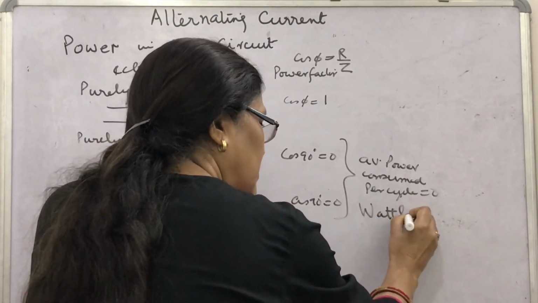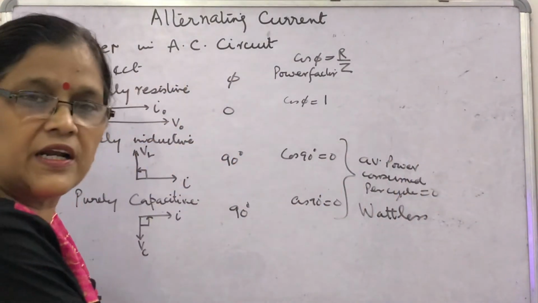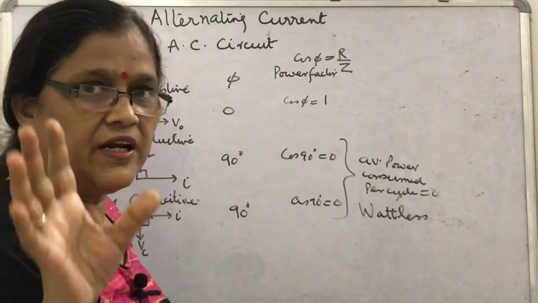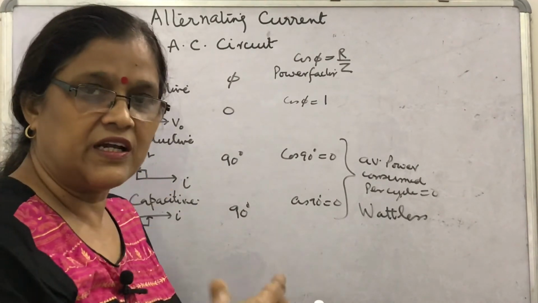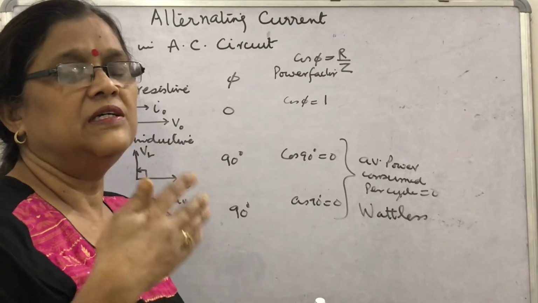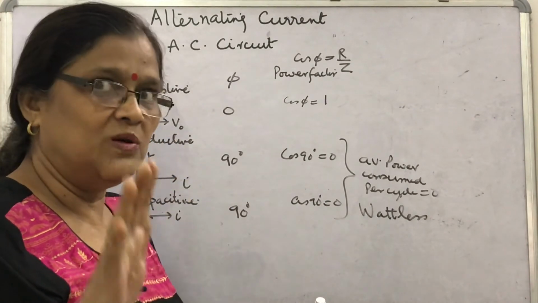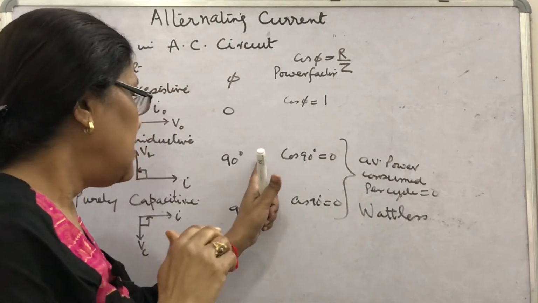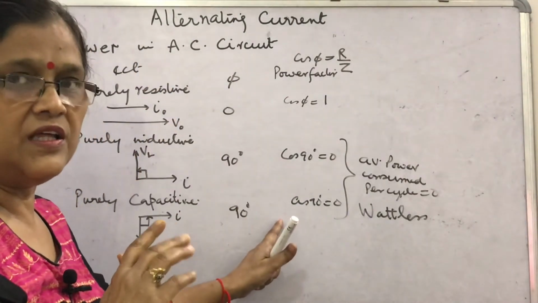If you are told to define wattless current, how will you define it? Wattless current is such a current flowing in AC circuits in which average power consumed is 0, although the current is flowing through the circuit. And what are such circuits? Resistance free, they are supposed to be.